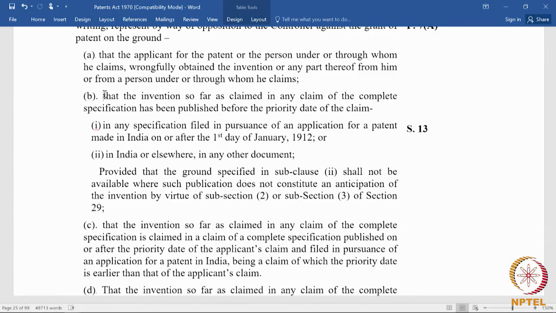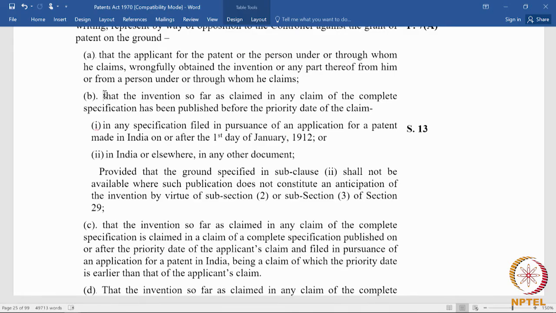Now, we had already seen section 13. This language is very similar to section 13. In section 13, the examiner has to make a report on anticipation, what is called the search for anticipation by previous publication, and in there you had 2 categories. One is anticipation by any specification filed in pursuance of the application for a patent made in India on or after 1/1/1912, and we had mentioned that this is to include all the applications that were filed in the Indian Patent Office.